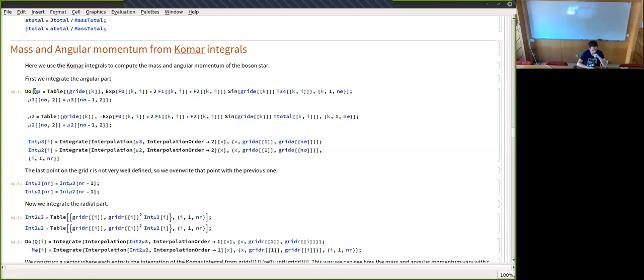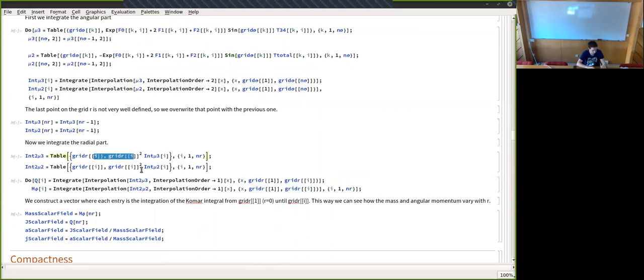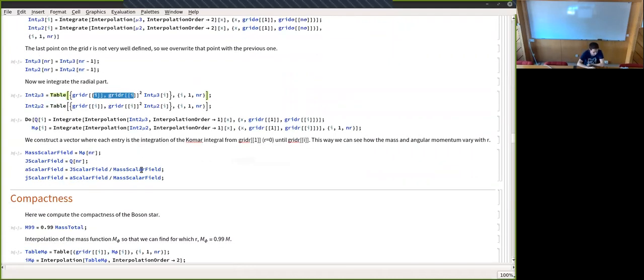And we can do this. This one is for the angular momentum, and this one is for the mass. You can do interpolation and integrate first in all thetas, and then do the same for all r's, because we are integrating over all radial coordinates and all the angle coordinates. Doing this, we'll obtain the mass and the angular momentum, which in this case should be the same.